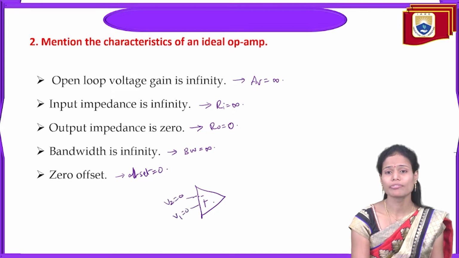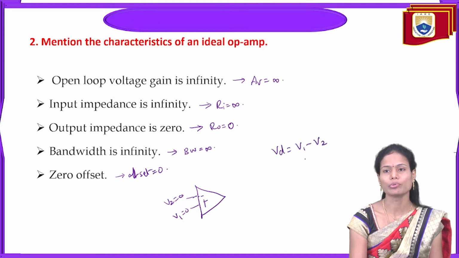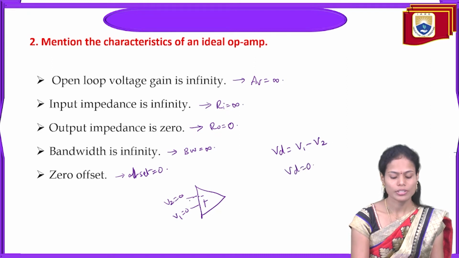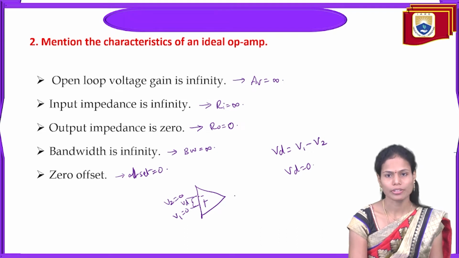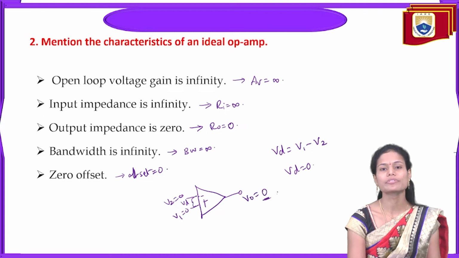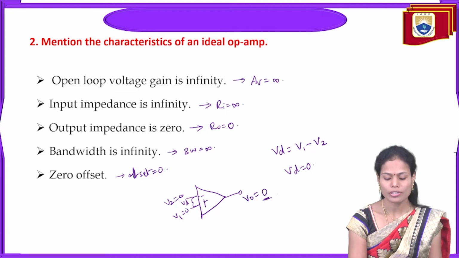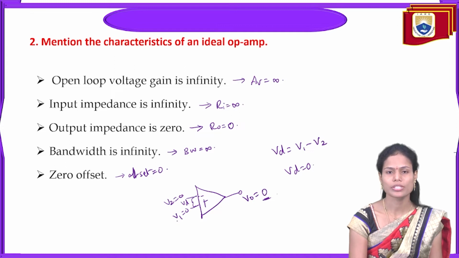That is nothing but the differential voltage is 0. Vd is nothing but V1 minus V2. If both the voltages are 0, it means the differential voltage is also 0. So if the differential voltage across the input of the operational amplifier is 0, the output voltage must also be 0. If it is not 0, even though both the inputs are 0, we have to add some external bias across the two input terminals of the operational amplifier in order to make this voltage 0 here.